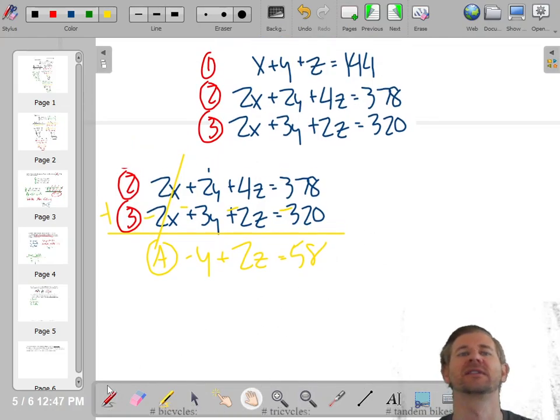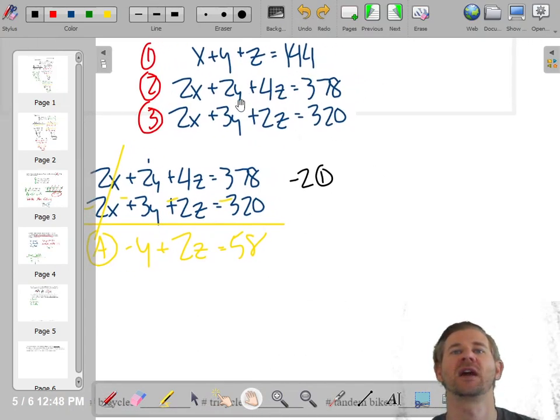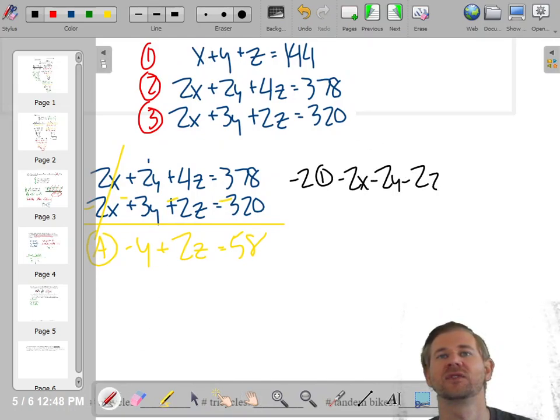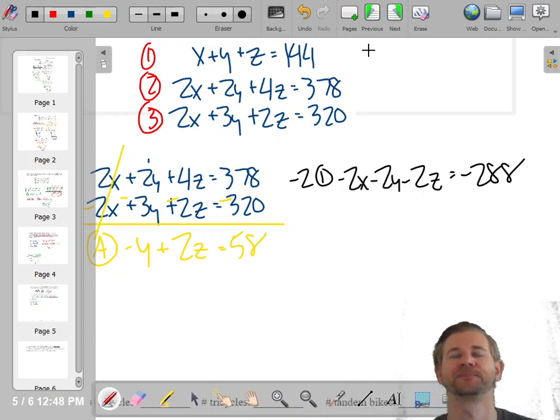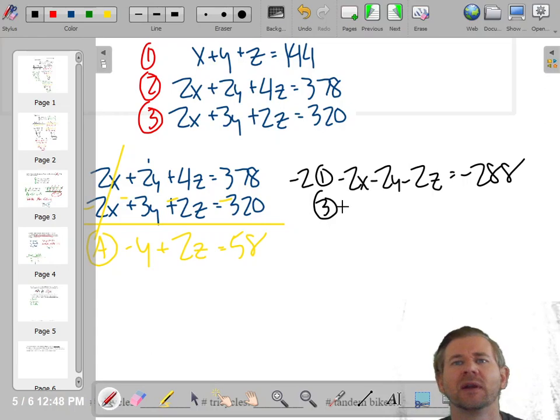How else can I get rid of x? Probably mess with line 1. If I make that negative 2 times line 1, now it's negative 2x. Careful. Multiply everything in line 1 by negative 2. Negative 2x, negative 2y, negative 2z equals negative 2 times 144 is 288. I said I was going to use line, and I'm not sure it really matters. You know what? I'm going to go to line 3. I think line 3 might be the way to go here.